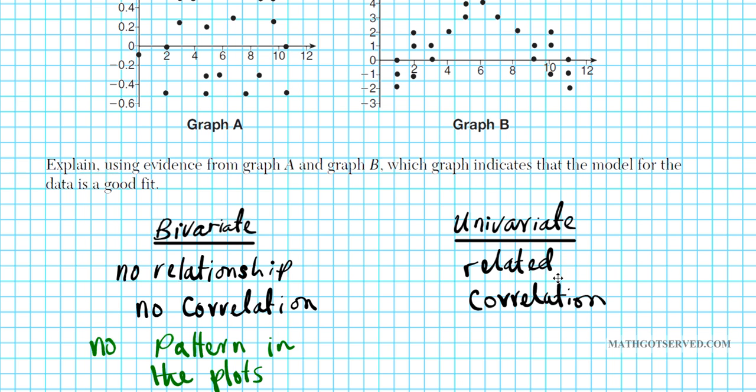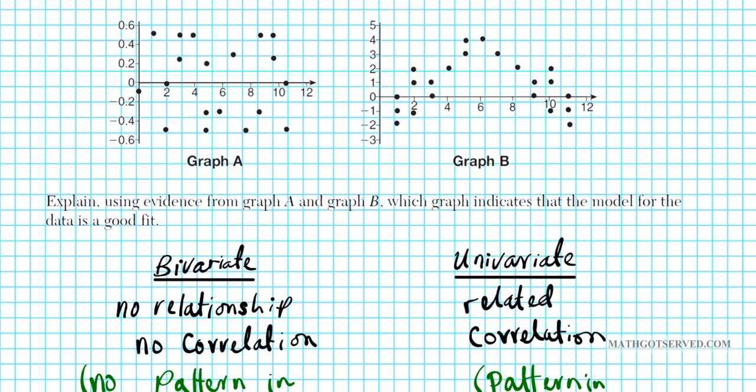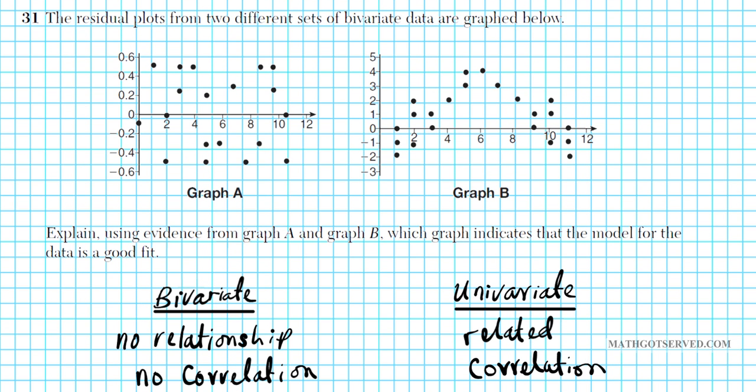But for univariate that's related or correlated, there's a discernible pattern in the plot. Okay? So all you want to do is look at these two graphs. Anyone that has a discernible pattern, that has correlation, that is univariate, and the one that's just all over the place, just scattered with no correlation, no discernible pattern, that is bivariate. Okay, so which one has a pattern here?